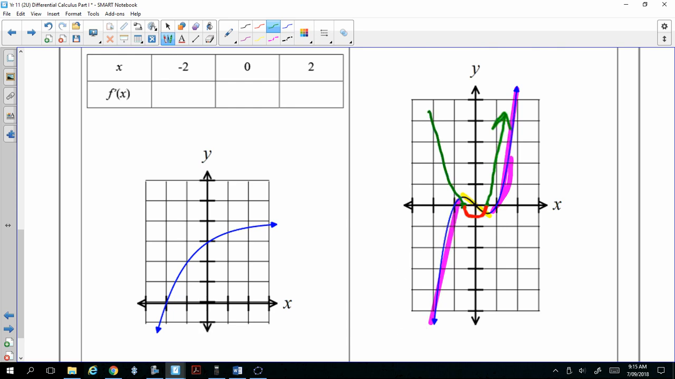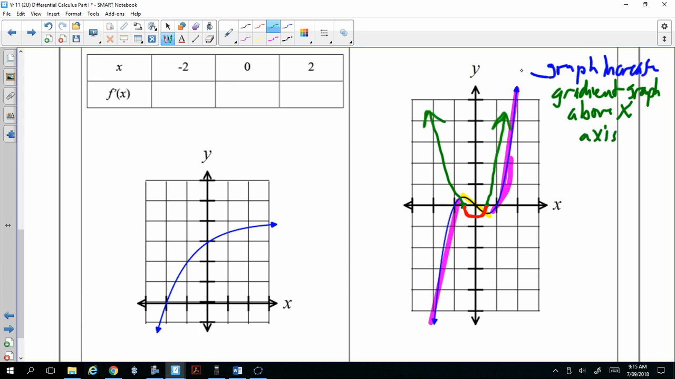So basically, let's summarize what we just said. Graph increase, gradient above x-axis, gradient graph, right? If the graph decreases, it's below.